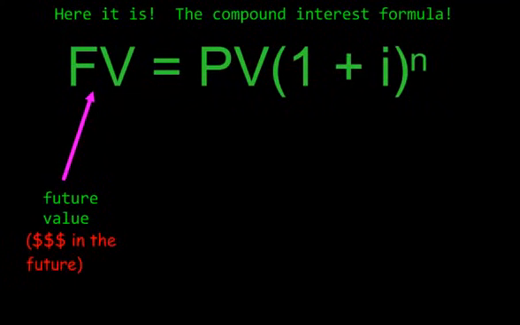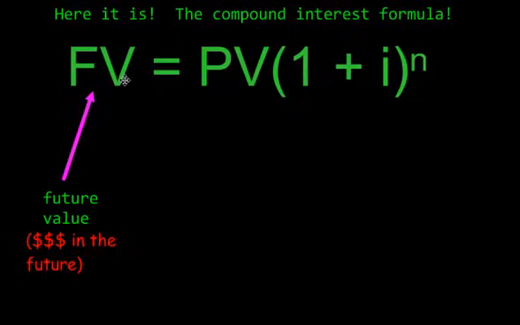Okay, so here we are. Here it is, the compound interest formula. I'm going to walk you through what each of these things means, and then we're going to practice using it. Okay, so here it is. The first thing is, this is called the future value. This is what your money will be worth altogether in the future.